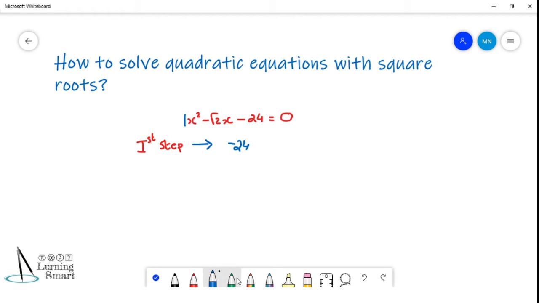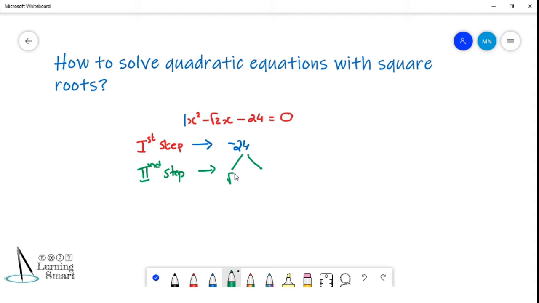And the next step is second step. Second step is to split 24 in such a way that you get the coefficient of x. Here the coefficient of x is minus root 2. So how can you split minus 24 to get root 2? It's difficult, right? But it is not so difficult. It's very easy.